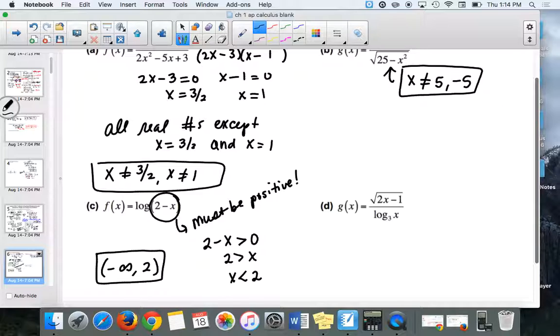All right, and then the last one has combinations of those things. So we have a square root, we have a logarithm. So the square root, we know that inside of the square root has to be greater than or equal to 0. So it could be 0 there. Square root of 0 is 0. Yep. Hold on, I have a question.